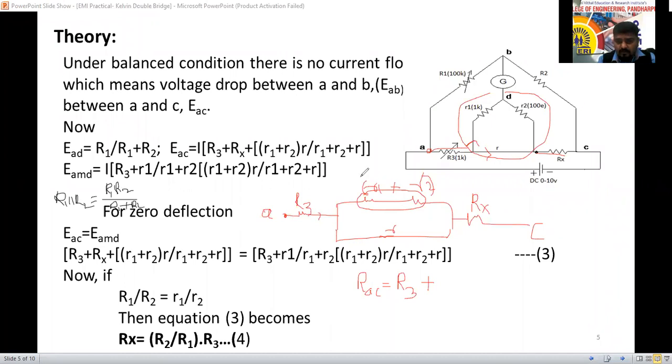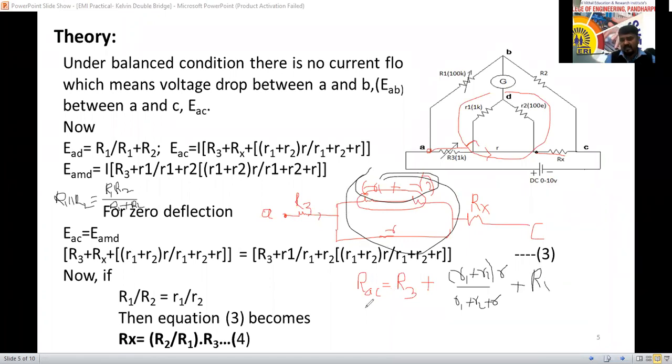Here R1 means this complete term we have to consider. So what I will do: R1 plus R2 into R, divided by R1 plus R2 plus R. Is it correct? Next, this parallel part resistance we have found. Last, plus R3, plus RX. This is RAC.